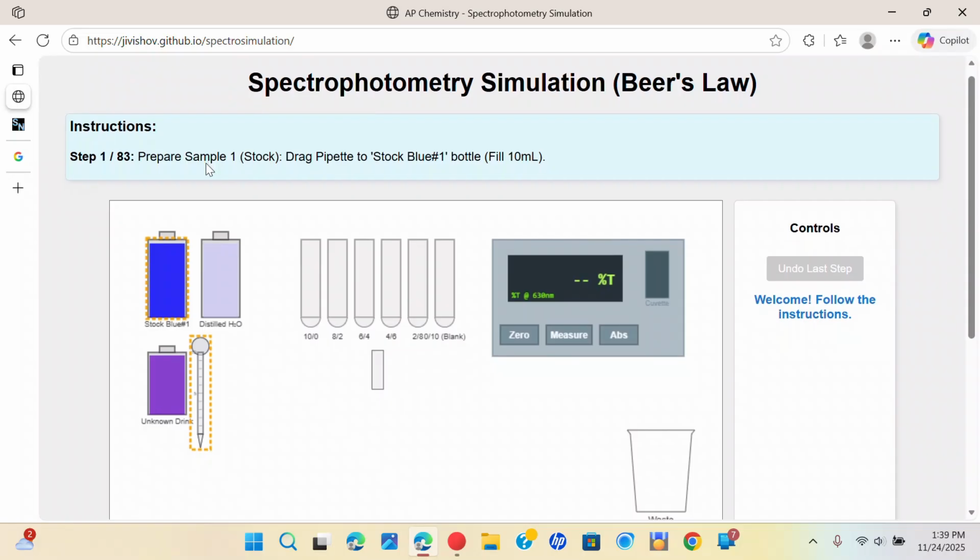Welcome to the spectrophotometry simulation, Beer's law. So the purpose of this experiment is to see Beer-Lambert's law in practice, which relates the direct linear relationship between light absorbance of a substance and its concentration. The ultimate goal of this experiment is to demonstrate how light absorption can be used to calculate the concentration of a substance, and in fact, any substance for that matter.